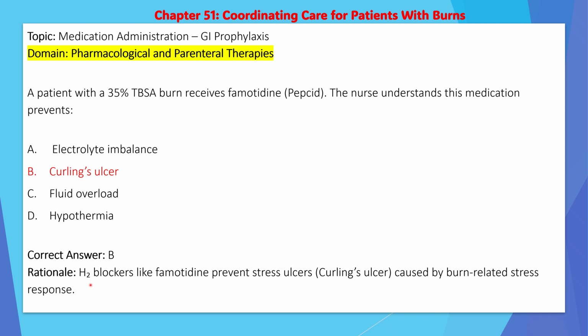So the H2 blockers like ranitidine prevent stress ulcers, Curling ulcer, caused by burn-related stress response.